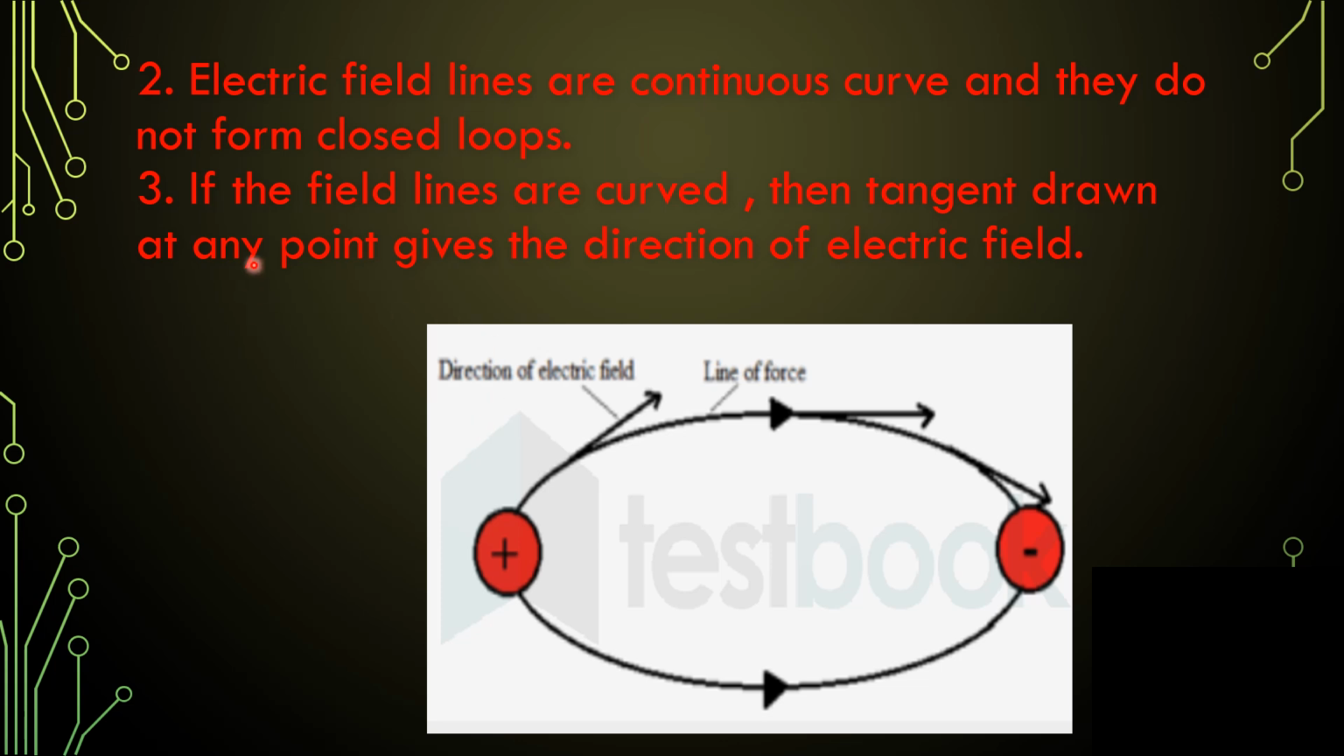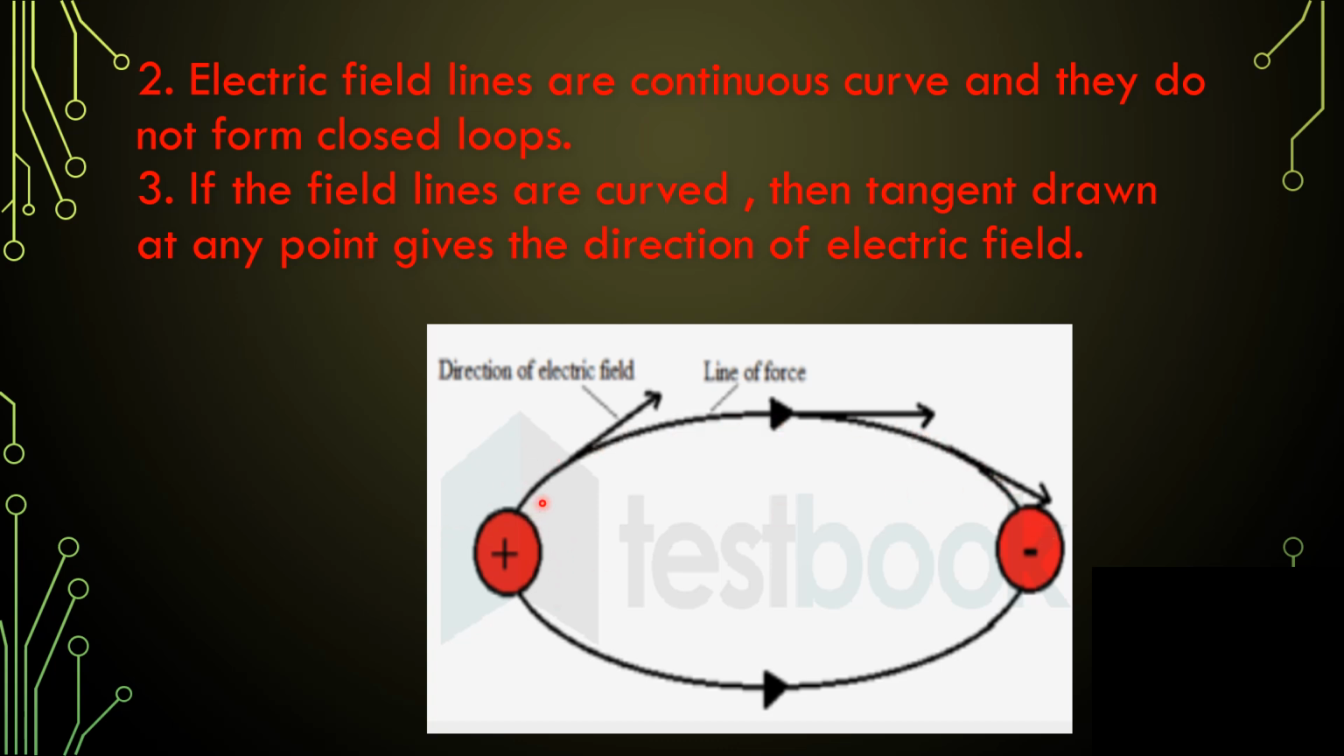The second property is that electric field lines are continuous curves. If there are two charges, then it is a curved line. The electric field line is a curved line because it starts from the positive charge and goes towards the negative. As it starts moving from the positive charge, instead of going straight, it will bend like this. Why? Because it is attracted towards the negative charge.